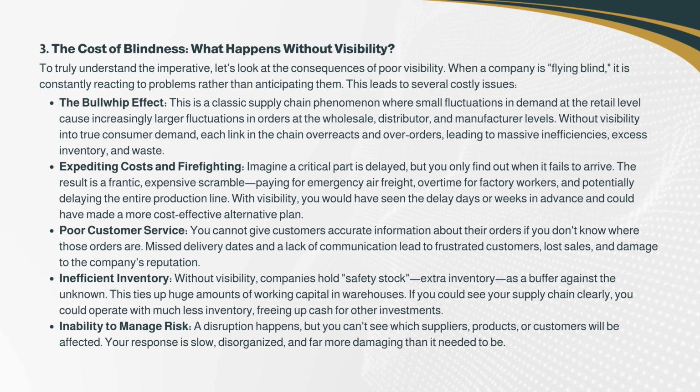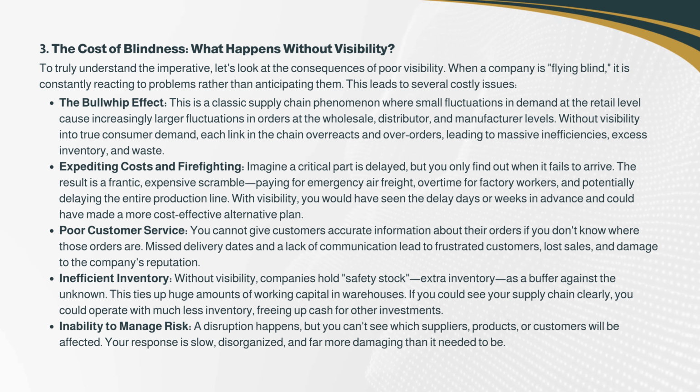Inefficient inventory. Without visibility, companies hold safety stock, extra inventory, as a buffer against the unknown. This ties up huge amounts of working capital in warehouses. If you could see your supply chain clearly, you could operate with much less inventory, freeing up cash for other investments.